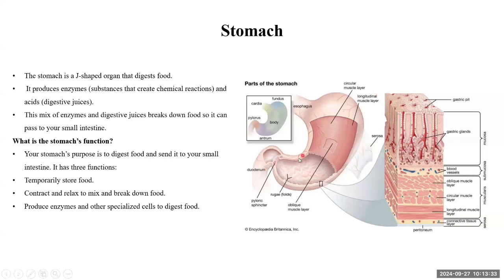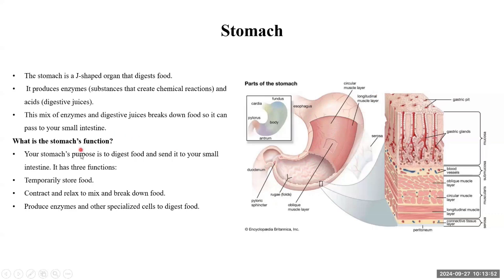So then the food is passed to the pyloric sphincter. This is the other end of the stomach. This is the cardiac sphincter, or the proximal opening of the stomach. This one is the distal opening of the stomach, which is called the pyloric sphincter. Food then passes from the stomach to the duodenum, which is the first part of the intestine.